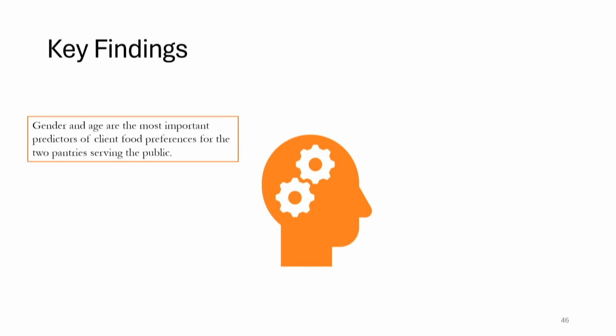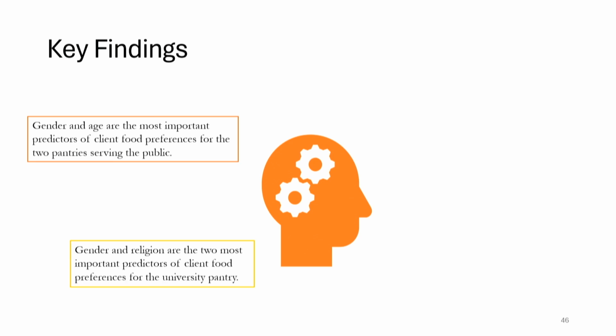And so what were some of the key findings? At least from the logistic regression model, we were able to identify that gender and age were the most important predictors of client food preferences for the food pantries that were serving the public, whereas gender and religion were the two most important predictors of client food preferences for the university pantry.